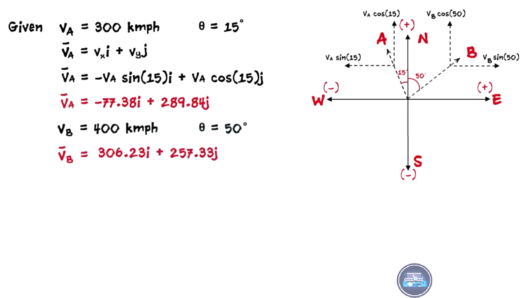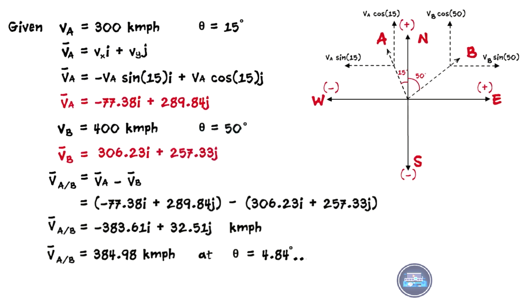Similarly, evaluating for Vb, we get the equation as shown. Therefore, the relative velocity of train A with respect to train B is given by the relation shown. On evaluating, we get the relative velocity of train A with respect to B.